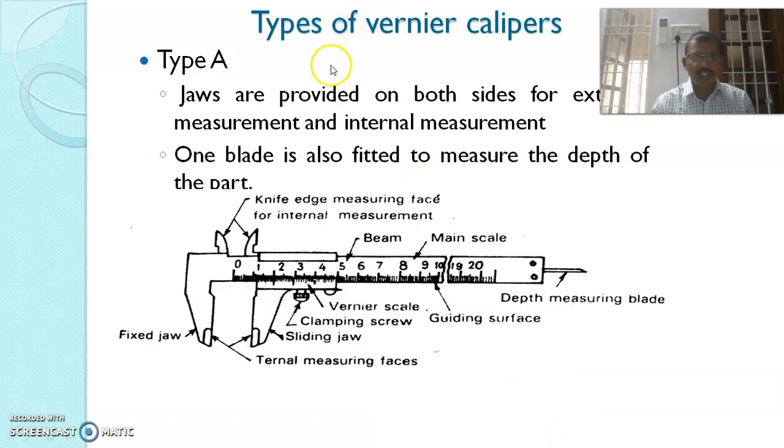Then the types of vernier calipers. There are 3 types: Type A vernier caliper, Type B vernier caliper, and Type C vernier caliper. We will discuss them in the next lecture.